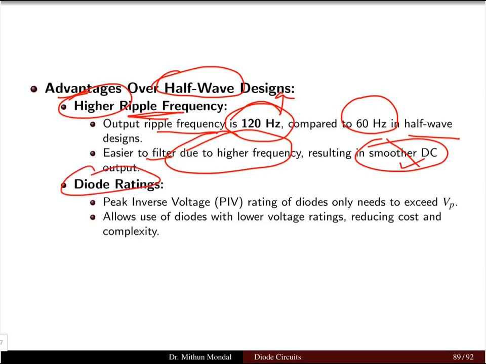If we talk about the diode rating, the peak inverse voltage rating of the diode only needs to exceed Vp, and this allows the use of a diode with a lower voltage rating, which will reduce the cost and complexity. So it is better in terms of peak inverse voltage, and it is better in terms of ripple frequency.